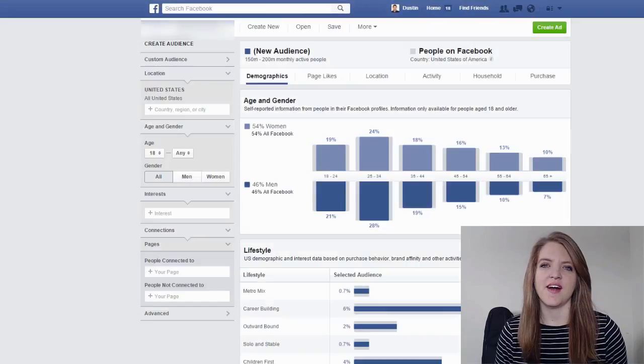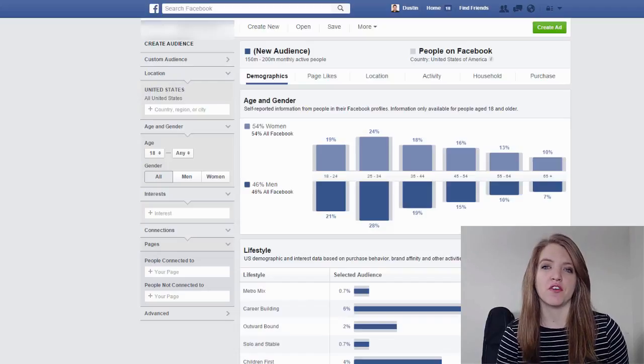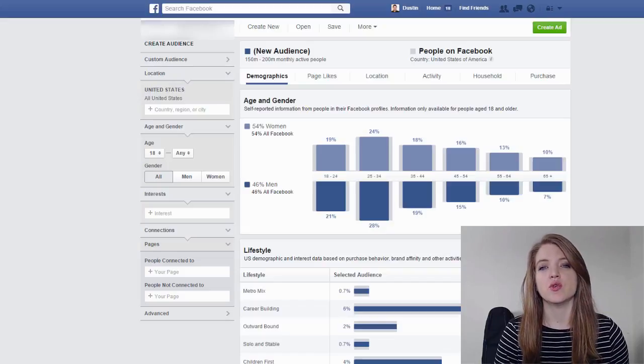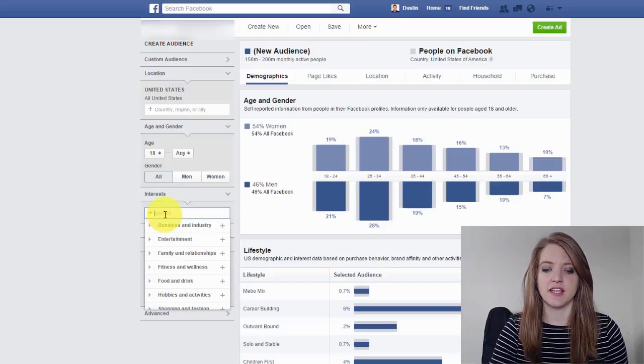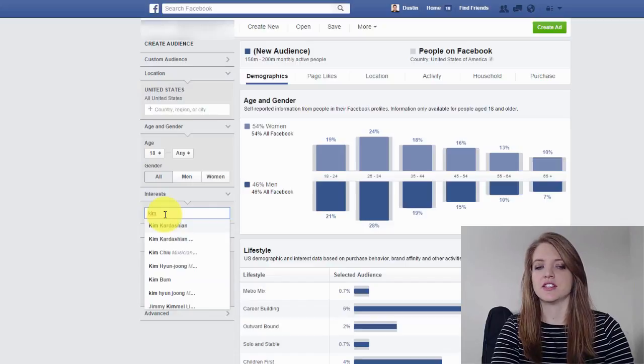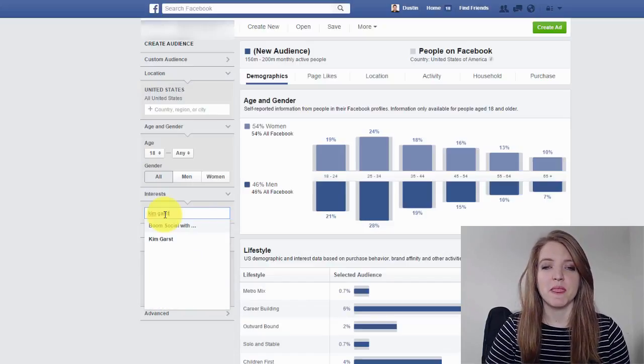All right, so another awesome strategy that you can use Facebook's Audience Insights tool for is to get different types of content inspiration for your fan page. And you're going to be able to do this by looking at all of the different similar pages and interests to your specific niche. So again, using Kim Garst's fan page as an example, she has a great fan page. She has lots of engagement. And so she's just a really great starting point for the purposes of this training video.